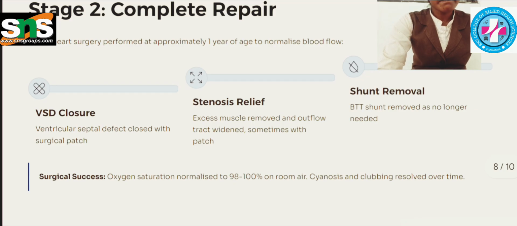Stage 2, complete repair. Open heart surgery is performed at approximately 1 year of age to normalize blood flow. VSD closure: the ventricular septal defect is closed with a surgical patch. Cyanosis relief: excess muscle is removed and the outflow tract widened, sometimes with a patch. Shunt removal: the BTT shunt is removed as it is no longer needed.